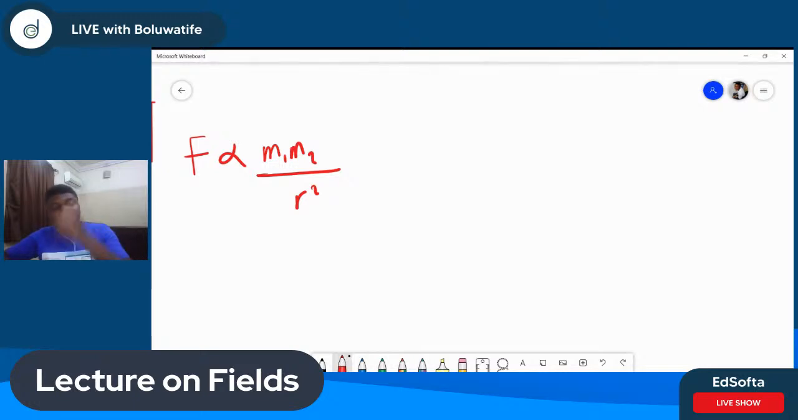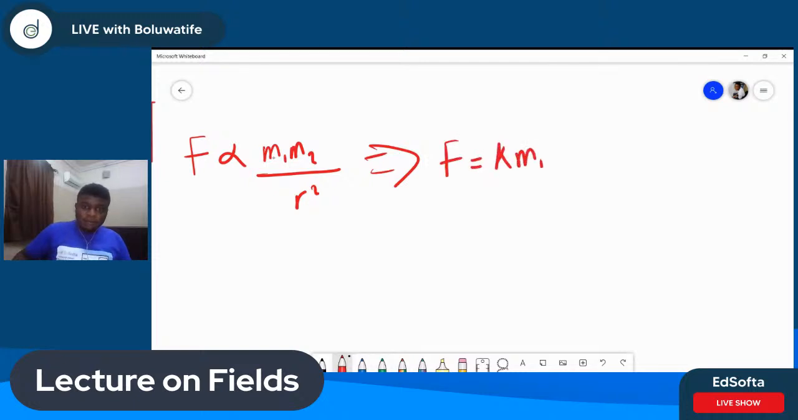Also recall that for us to remove the proportionality sign, we have to introduce a constant. If we do that, what I have here is force is equal to constant times m1 m2 all over r squared. So what is our constant here? The constant happens to be the gravitational constant, which we represent as G.